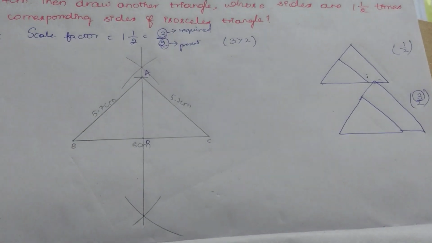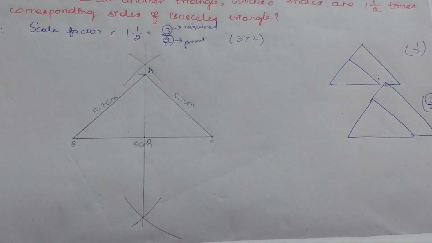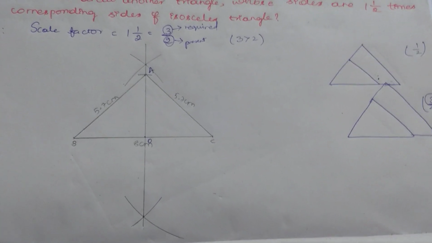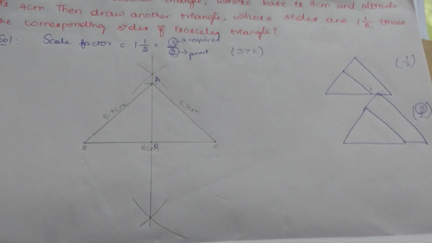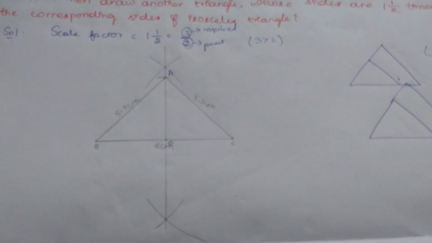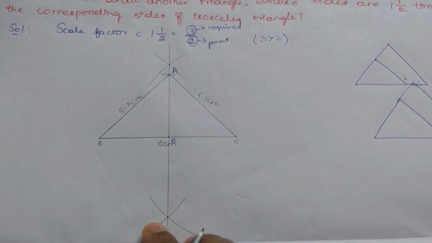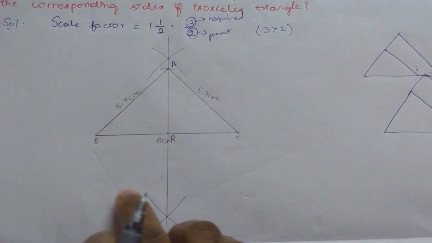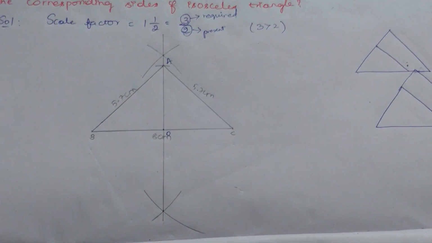An isosceles triangle is nothing but a triangle in which two sides are of equal length; such a triangle is called an isosceles triangle. So once the isosceles triangle is drawn, as in the previous problem, what did we do? We have drawn a ray BX, correct, making an acute angle with B opposite to the vertex A.